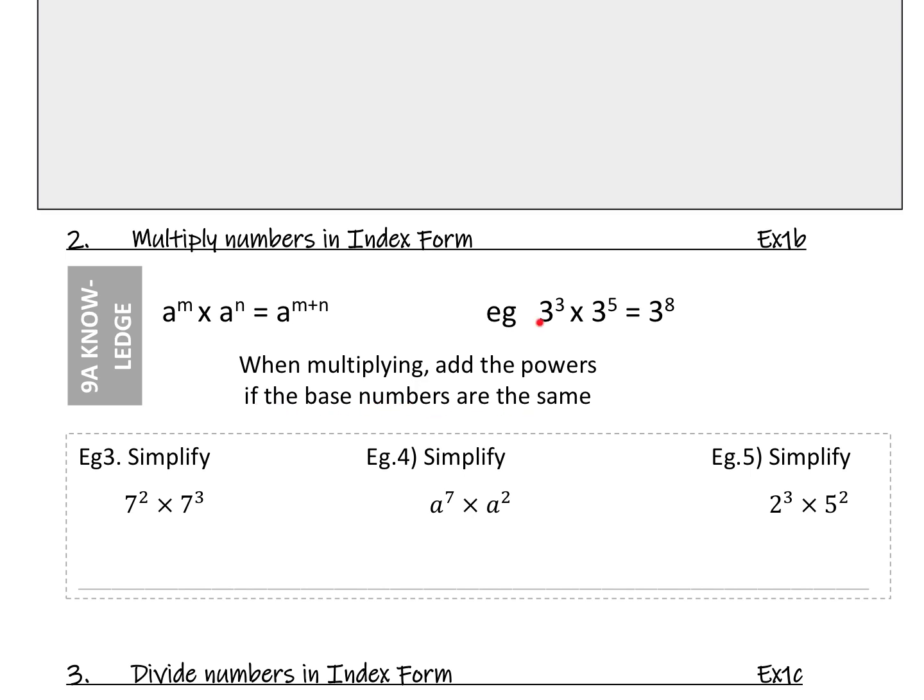So for example, if you have 3 to the power of 3 multiplied by 3 to the power of 5, because the base number is the same, we can write that as 3 to the power of 3 plus 5, which is 3 to the power of 8.